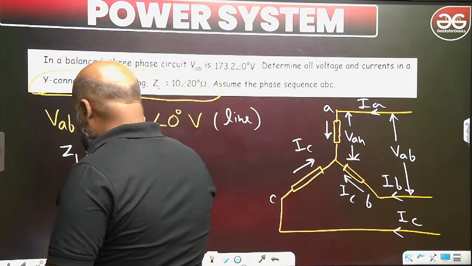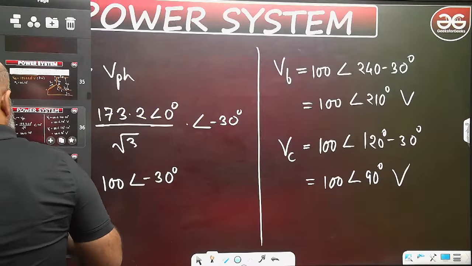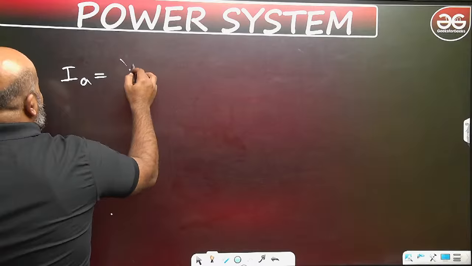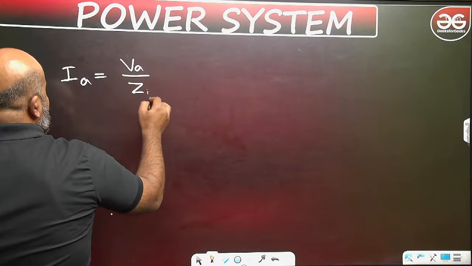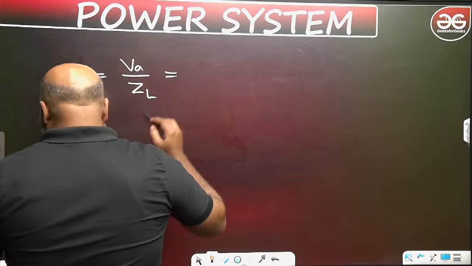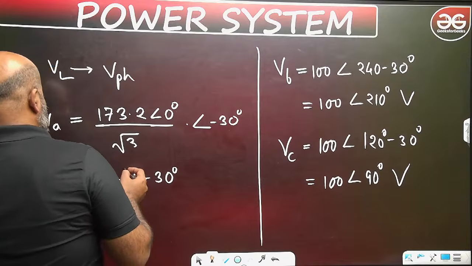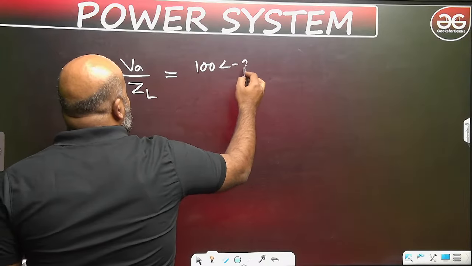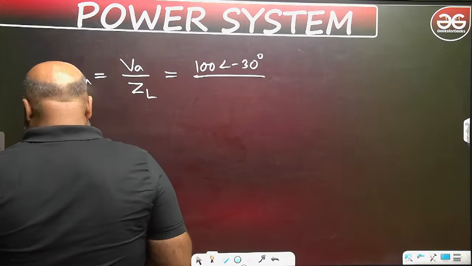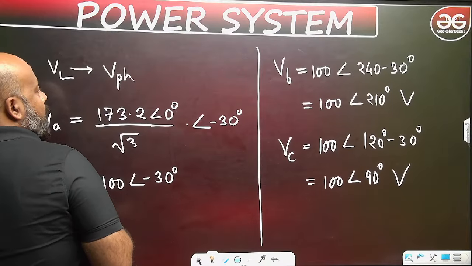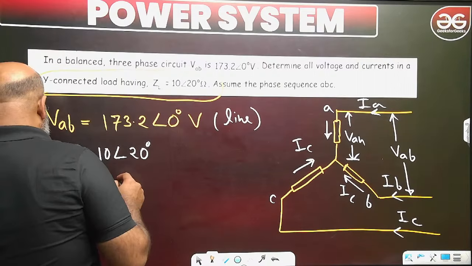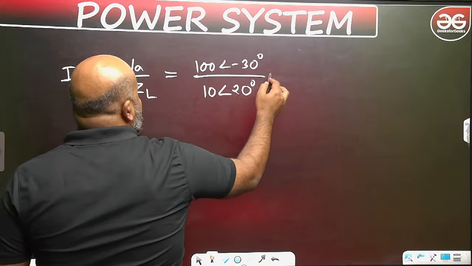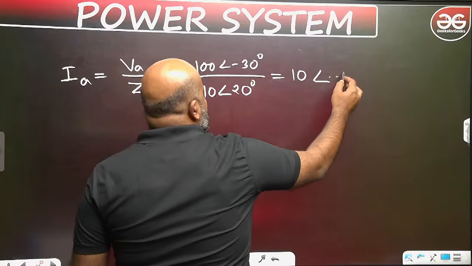So if you are writing the phase current, how can you write it? Very easy. The A phase current is going to be A phase voltage divided by the load. What is the A phase voltage? It is 100 angle minus 30. What is the load impedance? The load impedance is given as 10 angle 20 degree. If you simplify this, it becomes 10 angle minus 50 degree.